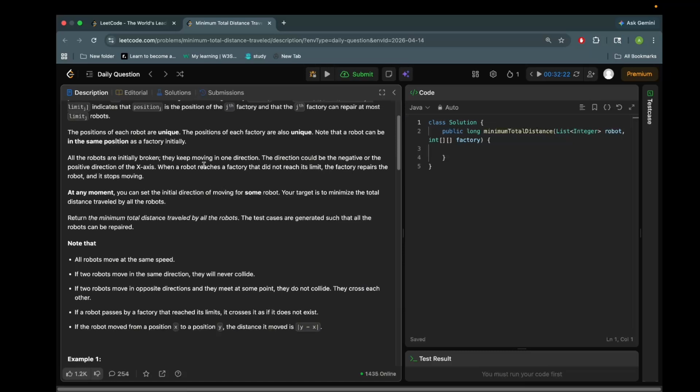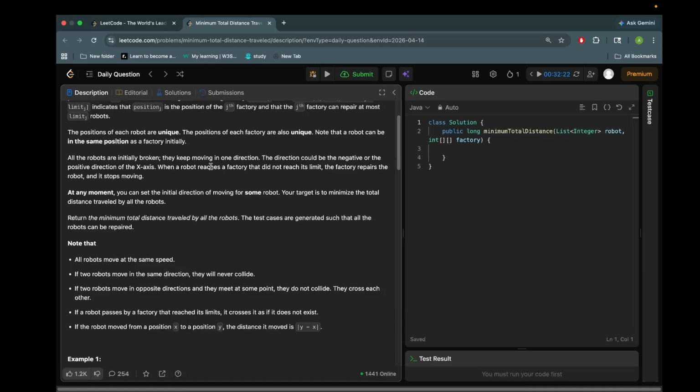They keep moving in one direction, which could be the negative or positive direction. When a robot reaches a factory that has not reached its limit, the factory repairs the robot and it stops moving. At any point you can set the initial direction of the robots to minimize the total distance traveled. Return the minimum total distance traveled by all robots.